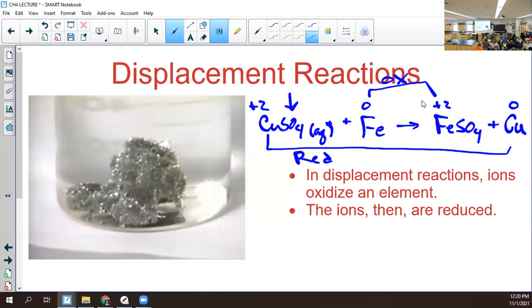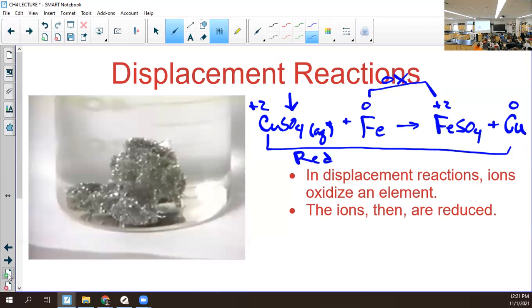But if I have iron sulfate and I add copper to it, will iron cause the copper to be oxidized? No, there's order here. Copper is a better oxidizer than iron, or it's harder to reduce. These words get really tricky coming up. Sorry. Yep. Okay, so we can see that right there.